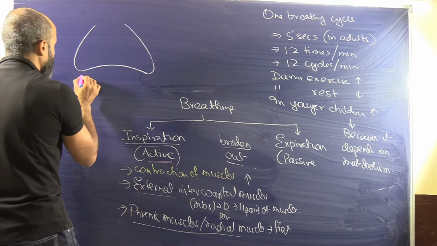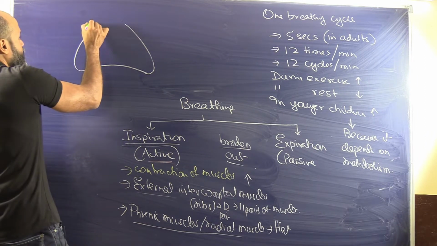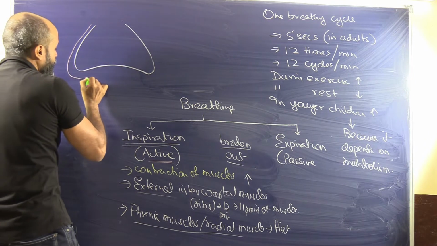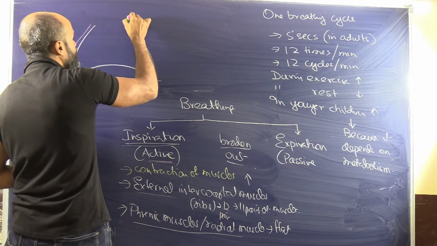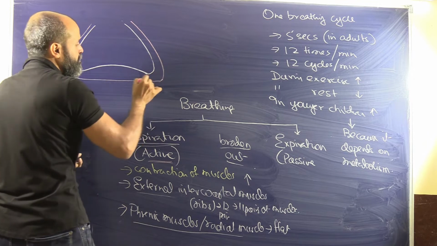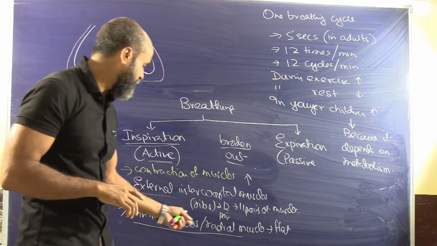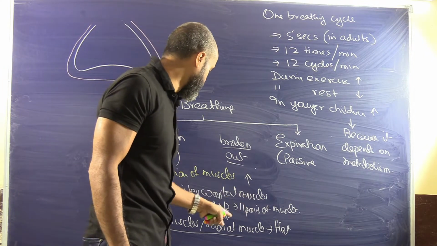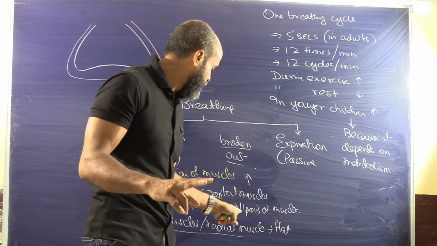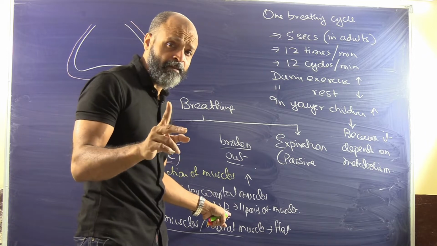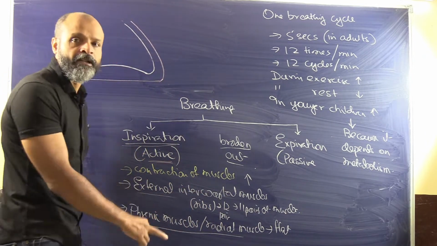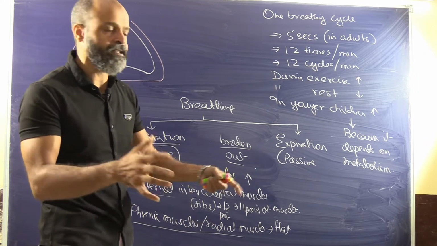So this is dome shaped here. Now let's say this is the position during inhalation. What has happened is this has broadened out. There are 12 pairs of ribs, and between them we have 11 pairs of external intercostal muscles, which do what? They increase the thoracic cavity volume.